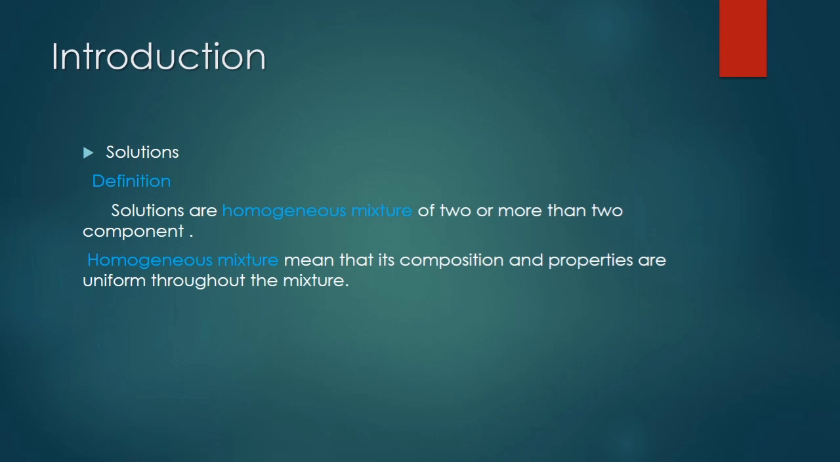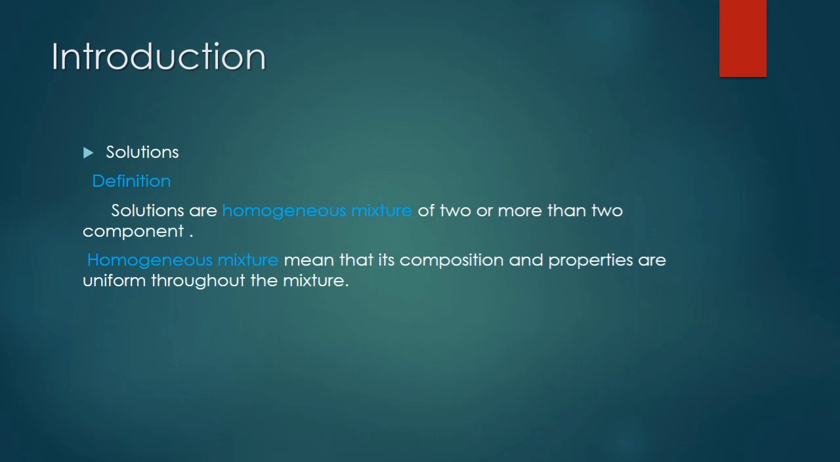In a homogeneous mixture, we know the components are distributed uniformly in the mixture. But in a heterogeneous mixture, they are not distributed uniformly. That is the difference. So now we can come to the point, solution. That is our main topic. When you hear the word solution, what comes first in your mind? It can be anything. For example, tea. I can say tea is a solution.